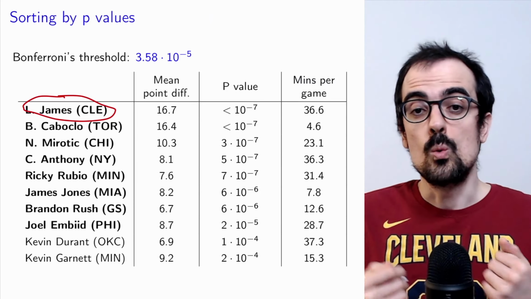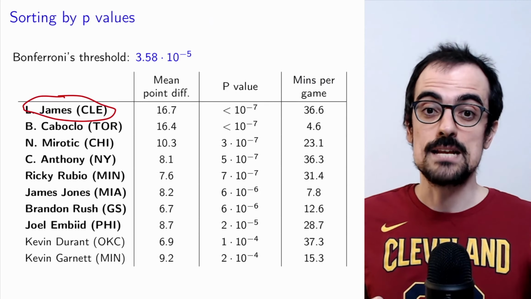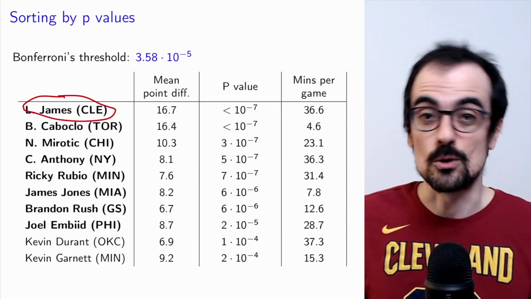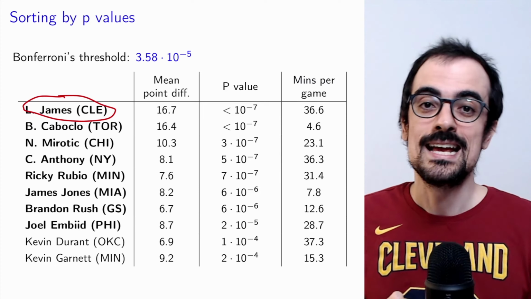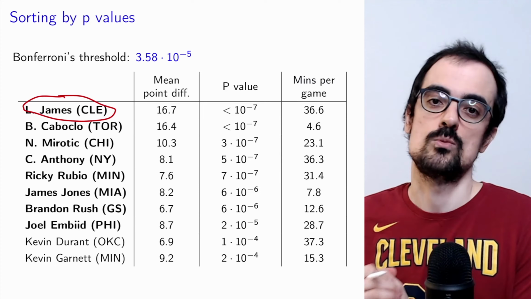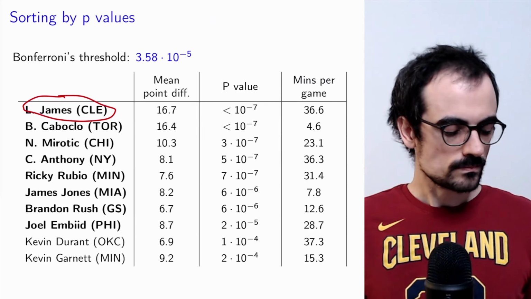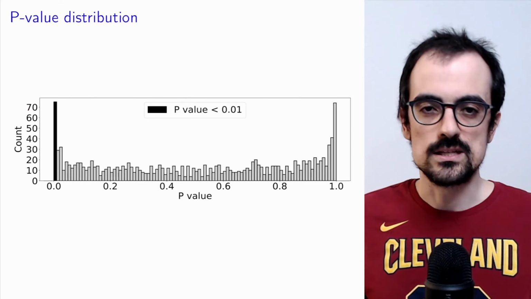This also weights how much evidence we have, because LeBron James in Miami doesn't appear because he just missed 6 games. So we cannot get a very small p-value from that. So the p-value is immediately encoding how much evidence we have in favor of the impact of a player. That's the good news. Let's take a look at why this works.